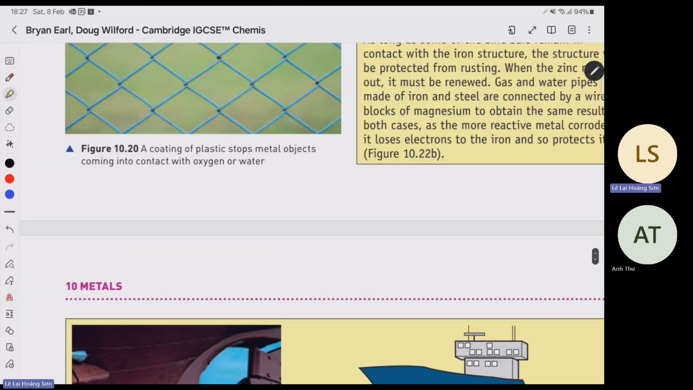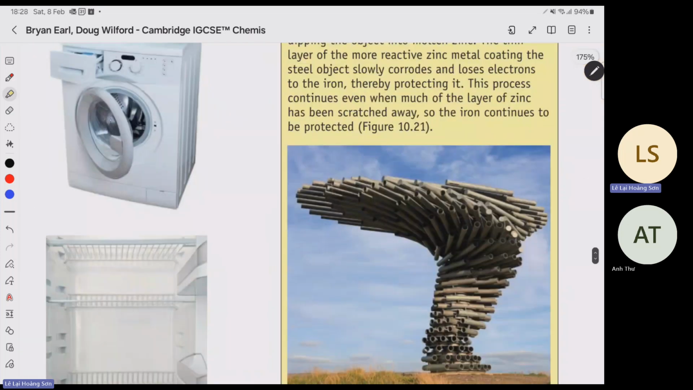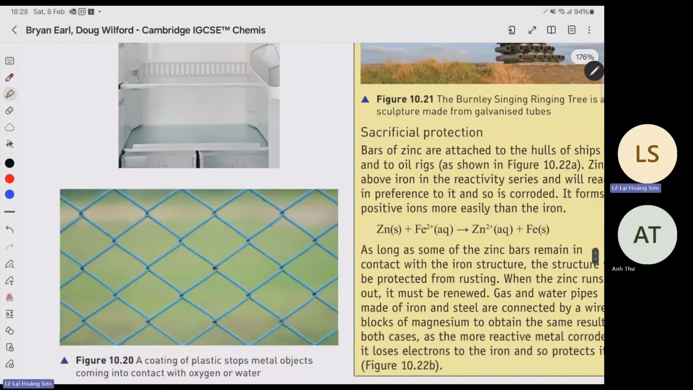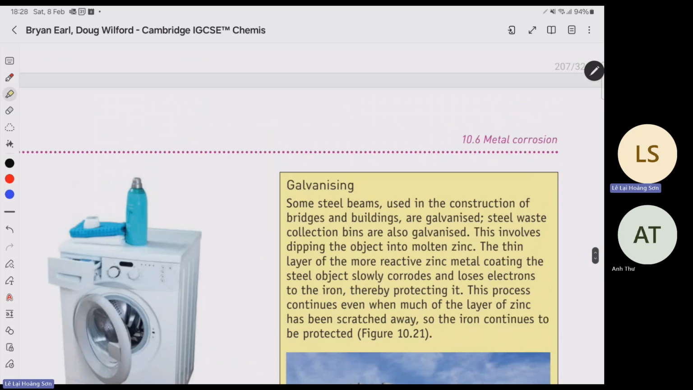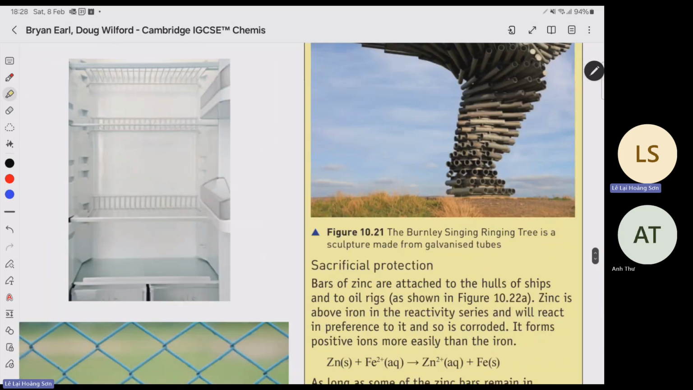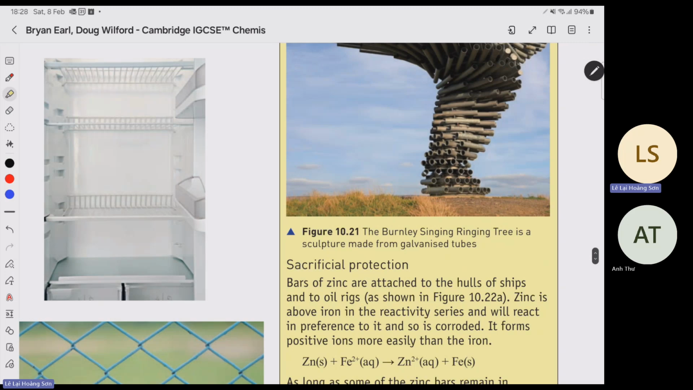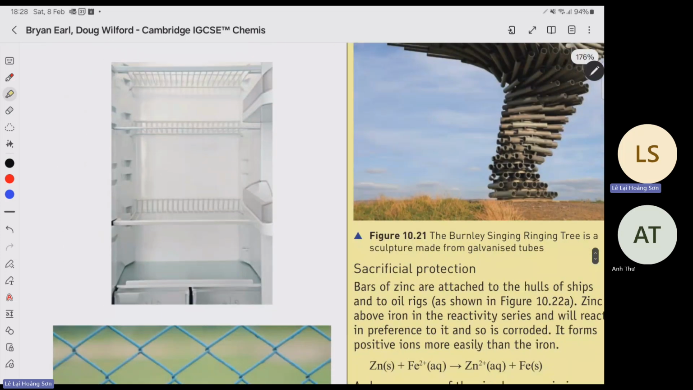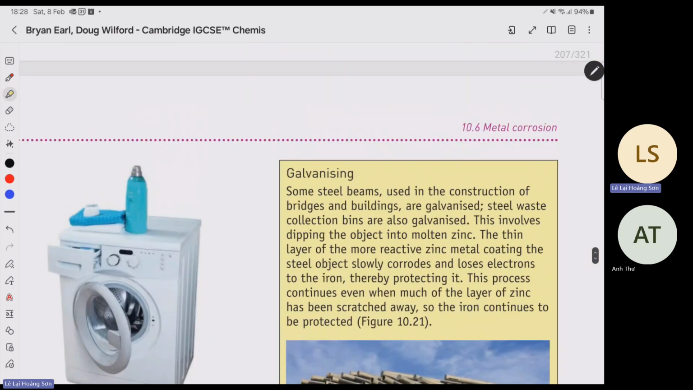Now we come to the next part, which is galvanizing and sacrificial protection. They are two chemical methods. For the previous three methods, they are physical methods. We use a physical barrier to isolate the metals from being exposed to the air or the gas. But for galvanizing and sacrificial protection, we use a reaction. Let's talk about galvanizing first.